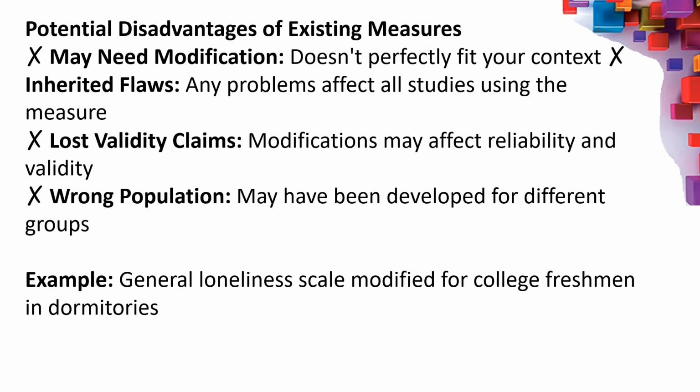Existing measures aren't always perfect fits. You might need to modify questions for your specific population or context, but modifications can affect the measure's established validity and reliability. If the original measure has flaws, you inherit those problems. Sometimes measures developed for one population do not work well with another. These disadvantages do not necessarily mean you shouldn't use existing measures, but you need to weigh the trade-offs.